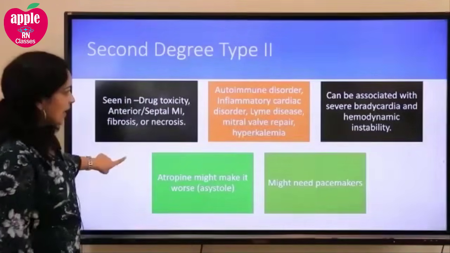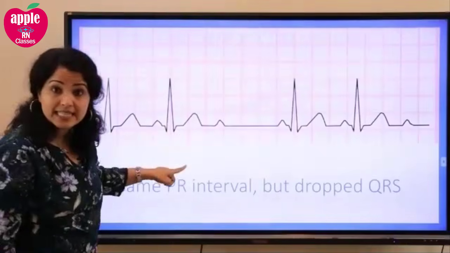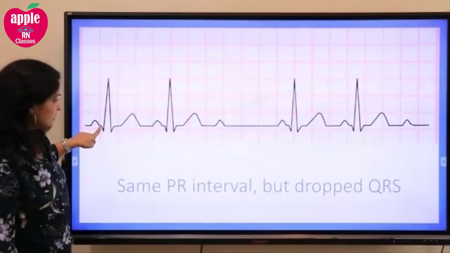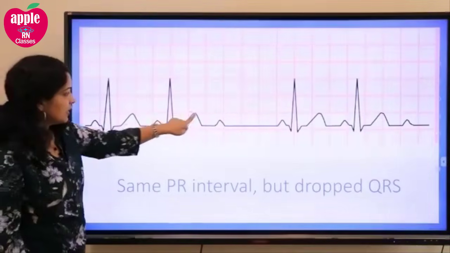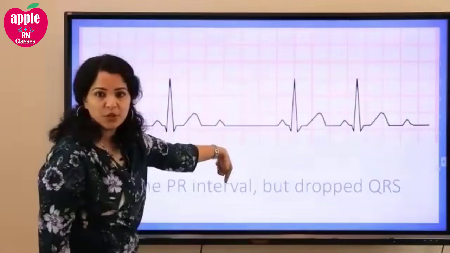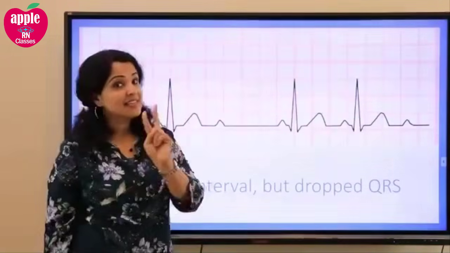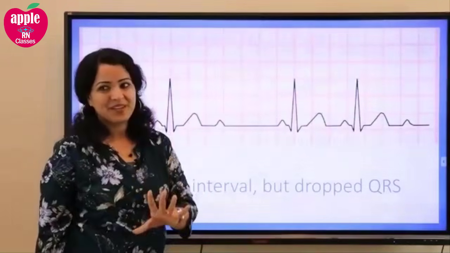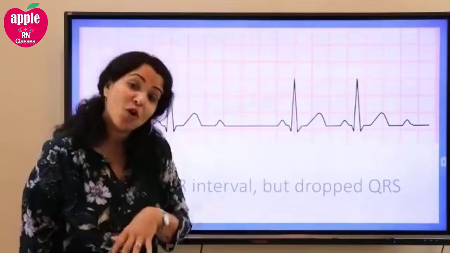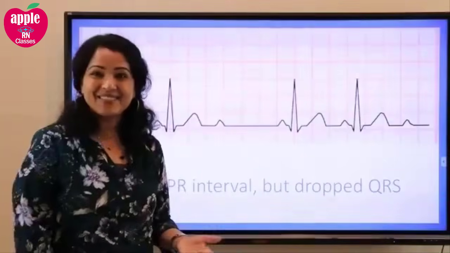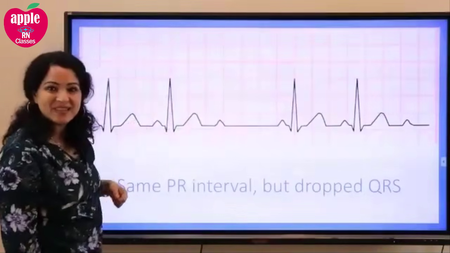So let's go back to the ECG again. Look at that PR interval. It is normal, good. Then there is no QRS. So this is second degree type 2. Got it? Is that clear? We will do more ECGs later, and hopefully you will be able to answer me by seeing them itself.